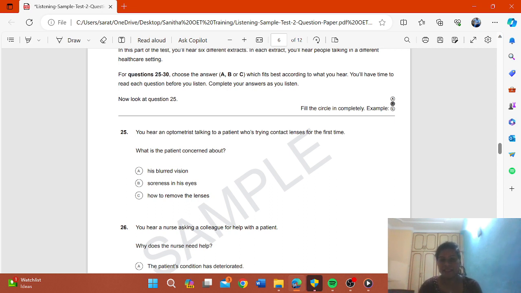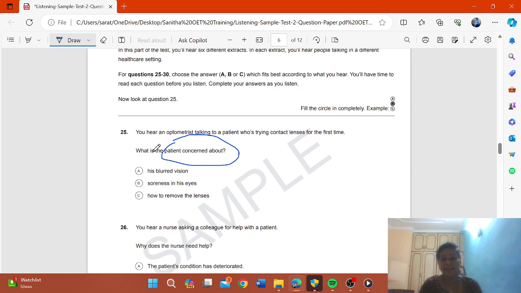Here the two people are talking. One is the optometrist, the second is the patient. You have to listen to what the patient is concerned about. That is the keyword of the question, so you have to underline the keyword. You have to properly concentrate on what the patient is talking about, his concern. There you will get the answer.